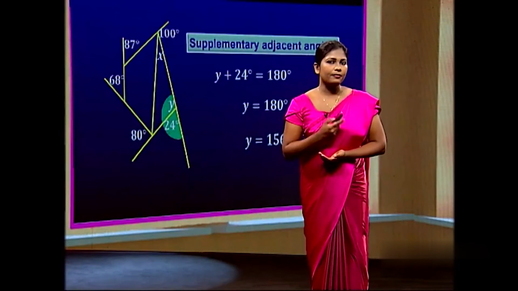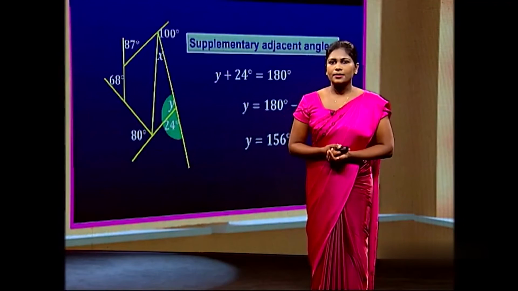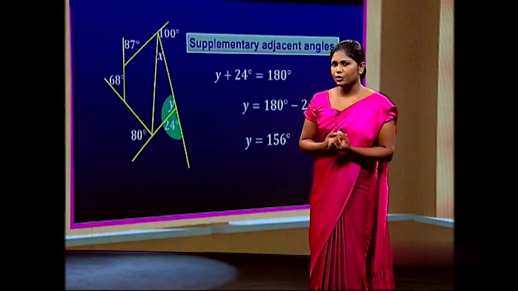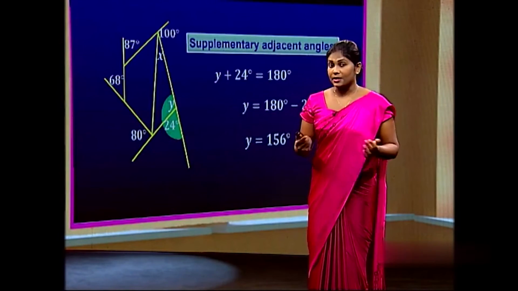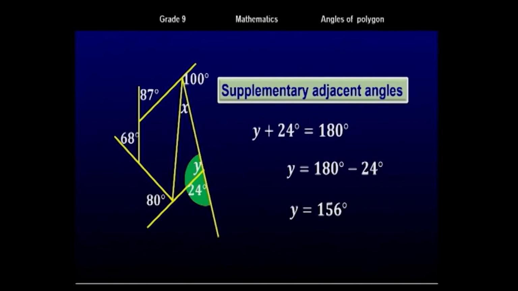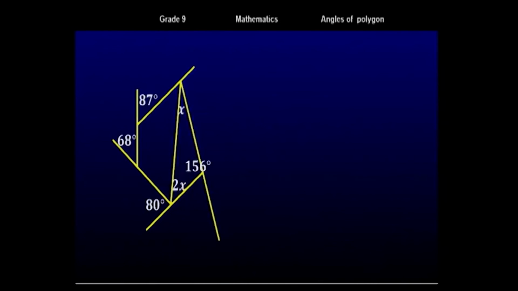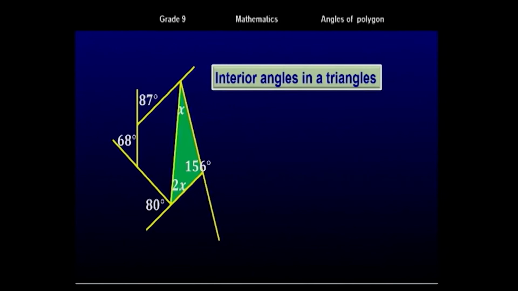Okay children, now we have found the value of z and y. Now you can find the value of x. Hope you are ready. Are you ready to find the value of x? Okay, I'll give the equation to find the value of x. This is the equation. x plus 2x plus 156 is equal to 180 because the interior angles of a triangle add up to 180. Now you can simplify this equation.